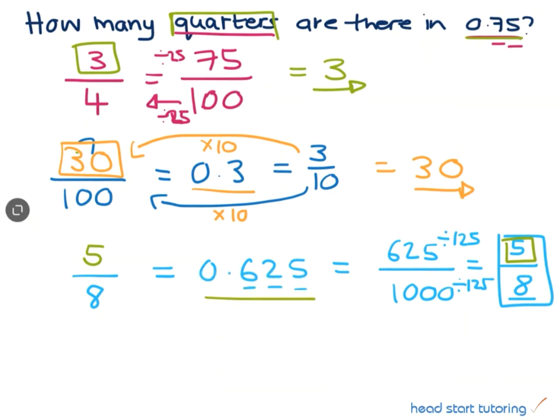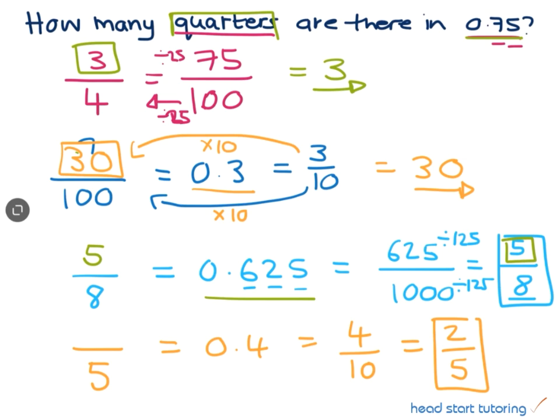Right, let's have a look at how many fifths there are in 0.4. So how many fifths is something over 5? So how many fifths are there in 0.4? 0.4 is equal to 4 over 10. And 4 over 10 we can again simplify down to 2 over 5. So 2 over 5 gives us our answer. How many fifths are there in 0.4? There are 2 fifths in 0.4.